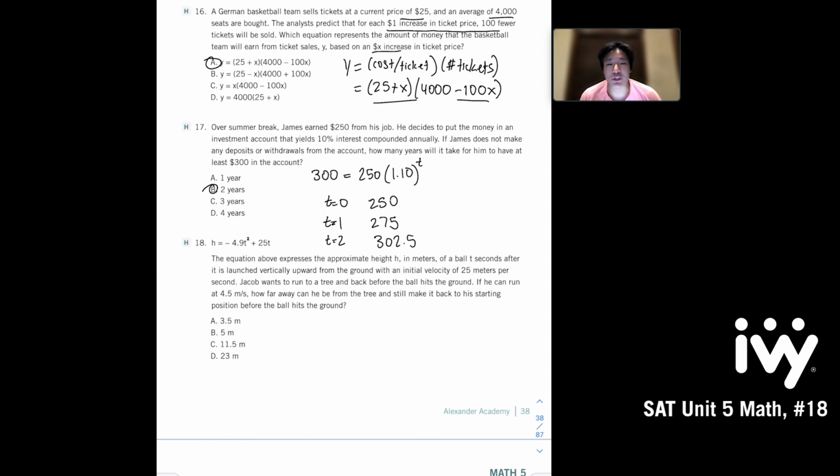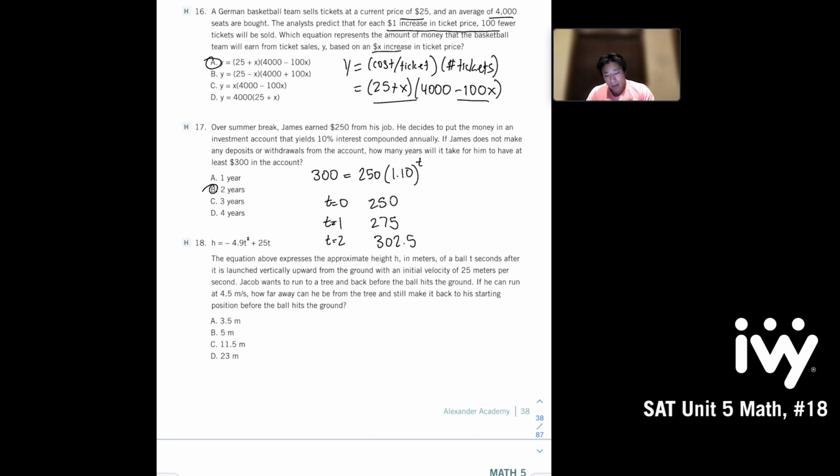Okay, looking at question 18, the equation above expresses the approximate height h in meters of a ball t seconds after it is launched vertically upward from the ground with an initial velocity of 25 meters per second. Jacob wants to run to the tree and back before the ball hits the ground. If he can run at 4.5 meters per second, how far away can he be from the tree and still make it back to his starting position before the ball hits the ground?